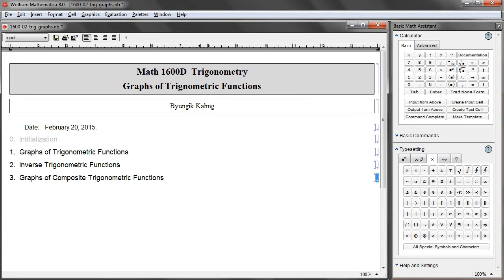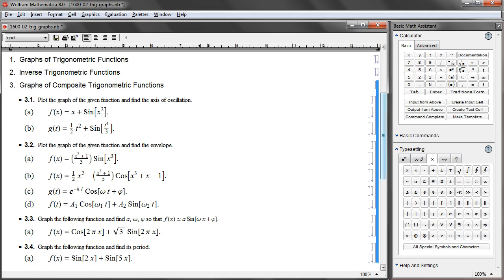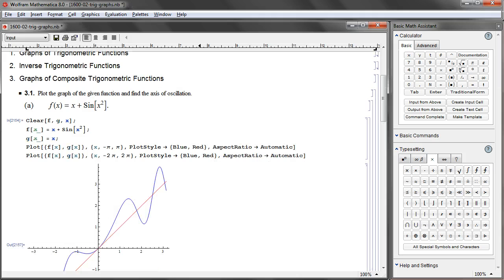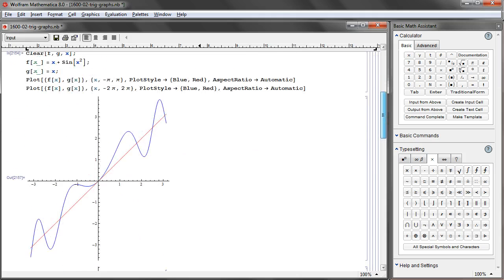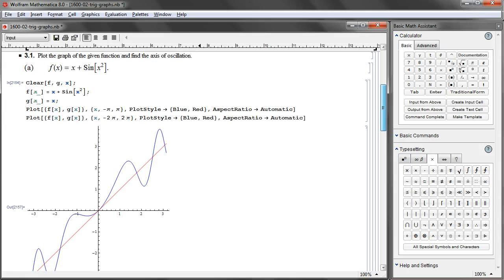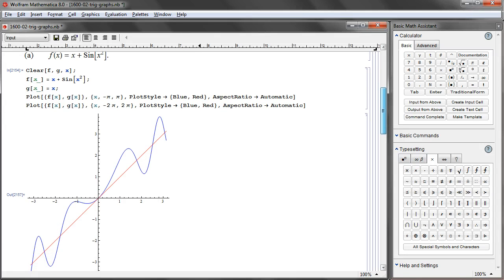So what we do in section 3 of this notebook here is kind of open-ended. Here are some applications of some composite trigonometric functions. We have x plus sine of x squared, and we have this kind of graph. And here, well, we have computer grapher here, so we have something like this.